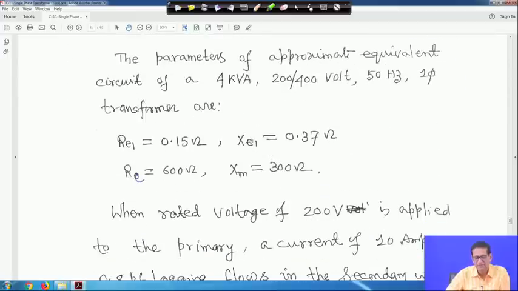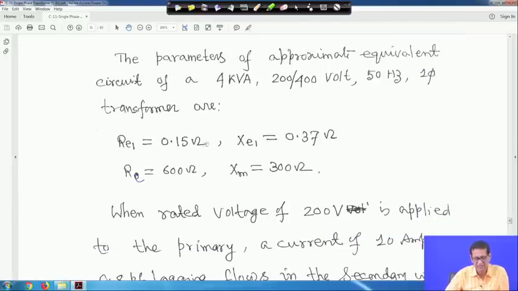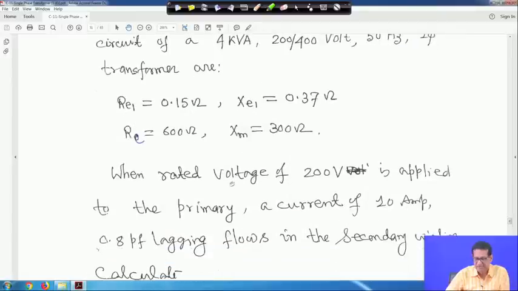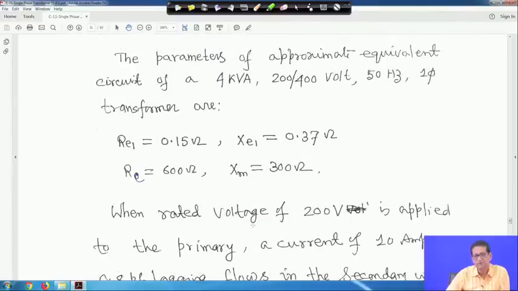So, take one example. The parameters of the approximate equivalent circuit of a 4 kVA, 200 by 400 volt, 50 Hz single phase transformer are given: RE is equal to XE, and RC is given as 600 ohm, XM is given. Now, when rated voltage of 200 volt is applied to the primary, a current of 10 ampere at 0.8 power factor lagging flows in the secondary winding, you have to calculate. So, this is your problem.